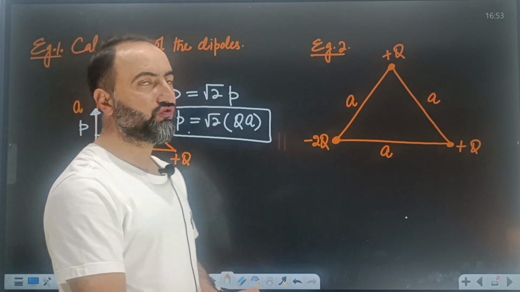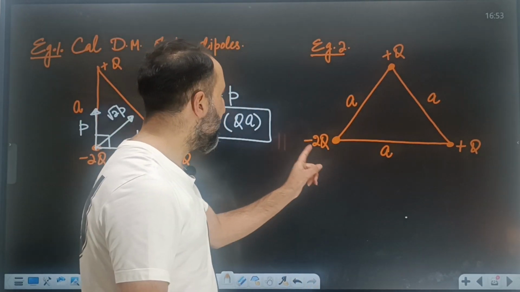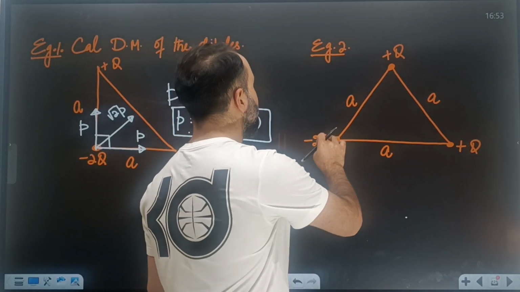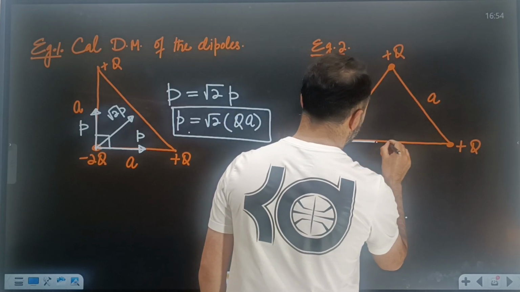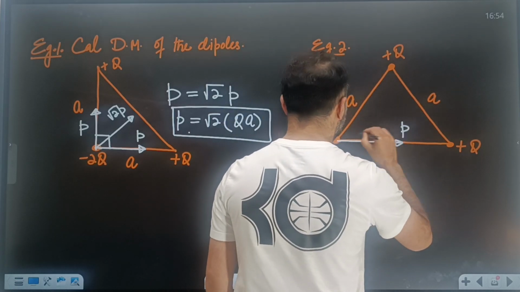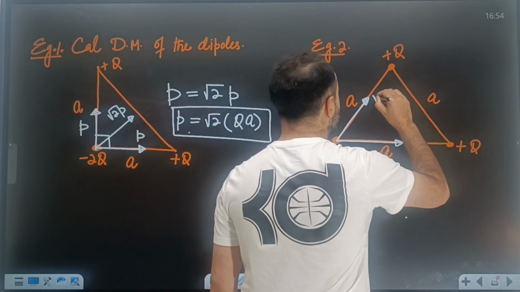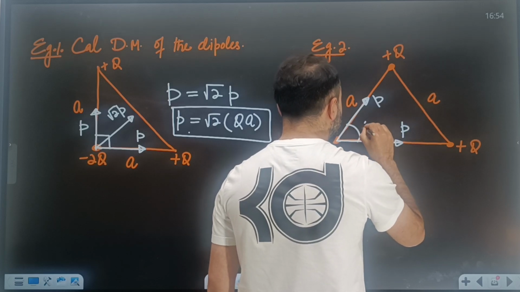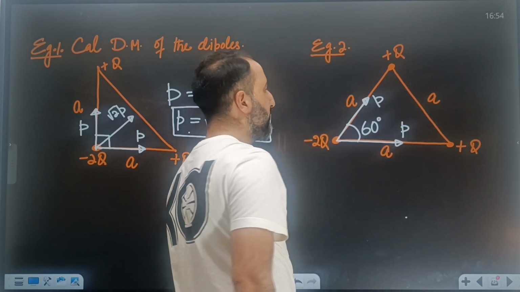Again, how many dipoles are there? There are two dipoles. Minus q plus q forms one dipole, and this minus q, this plus q forms another dipole. So this is the dipole moment which is p, and this is another dipole moment which is p. What about this angle? That is 60 degrees because the triangle is an equilateral triangle.